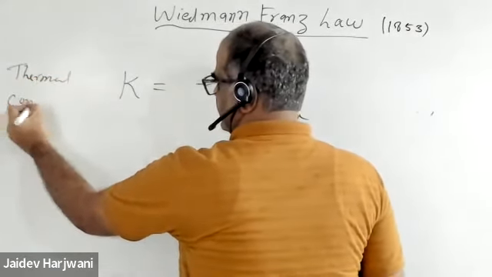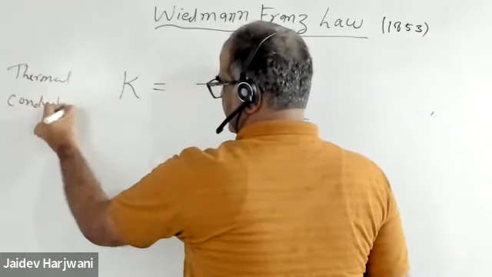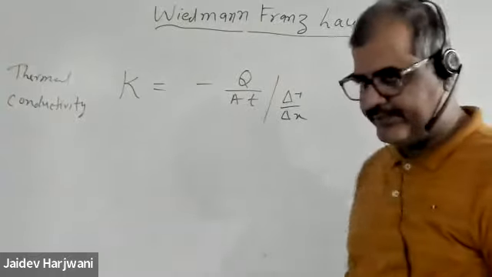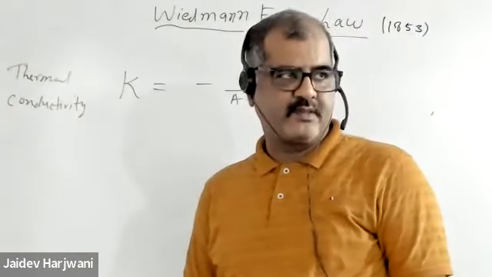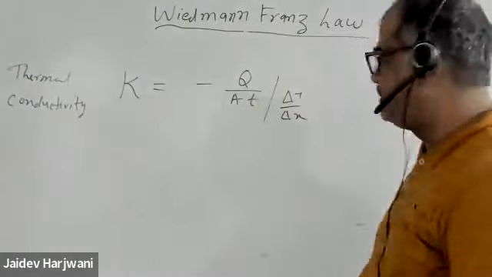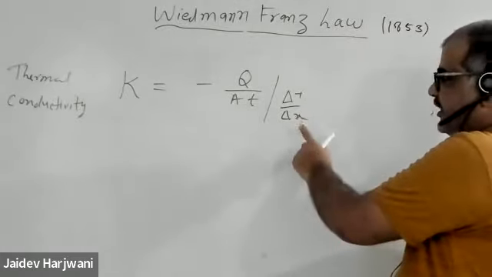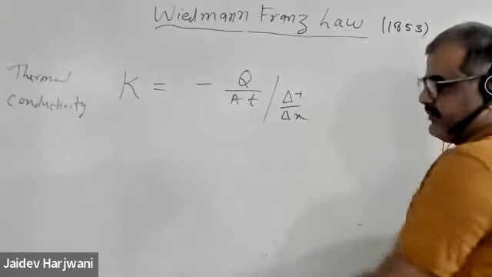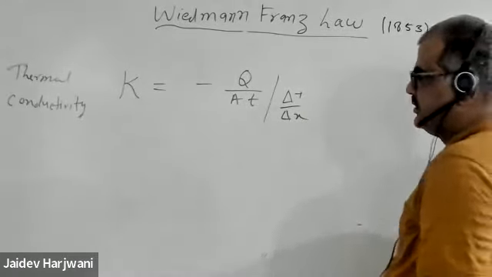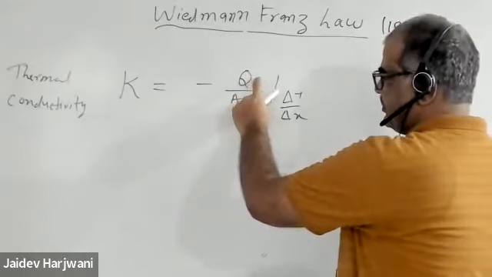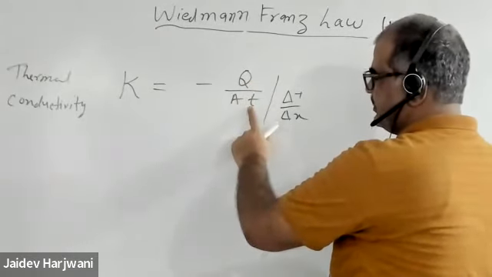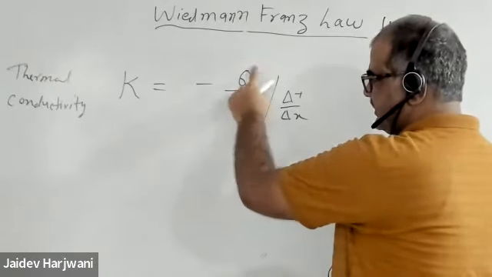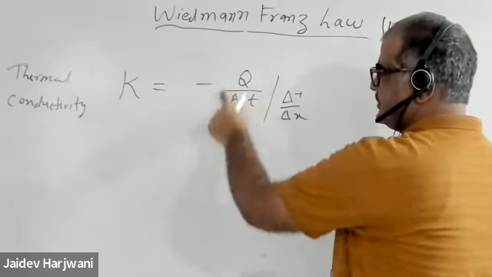Sir, can you repeat the definition once more? Yes. So the rate of heat flow per unit area, per unit time, per unit distance gradient of temperature. You can see here Q is the heat flow, t is the time. So heat flow per unit time per unit area, it is like a current.